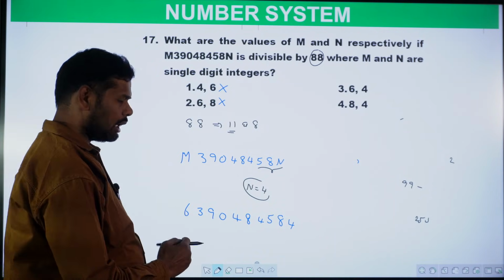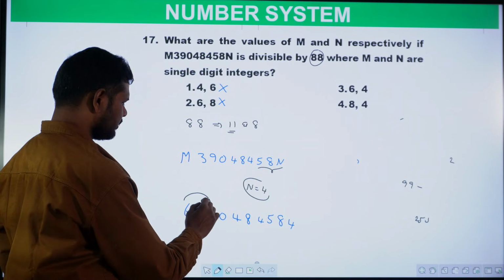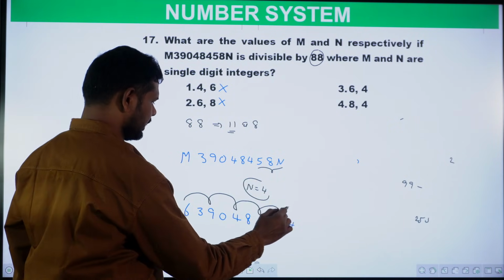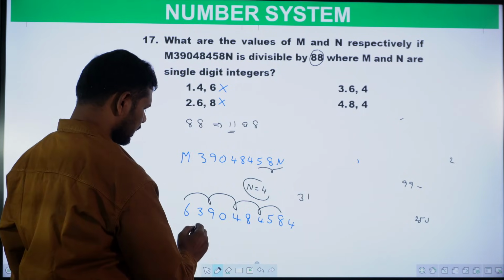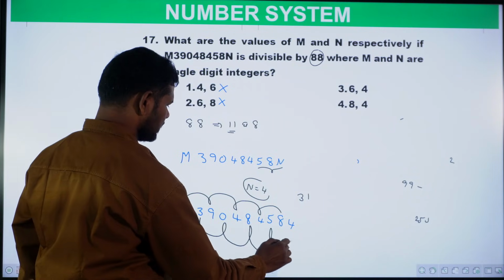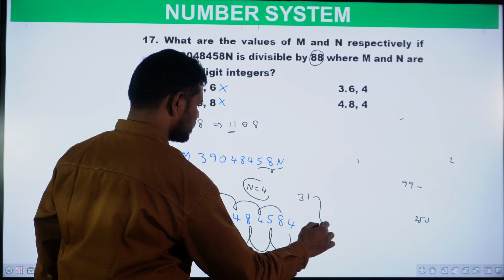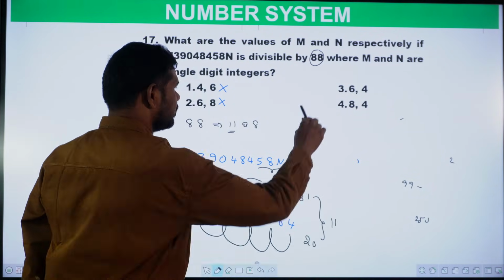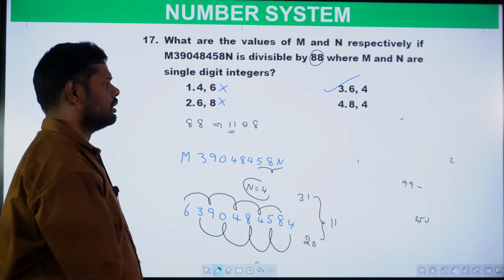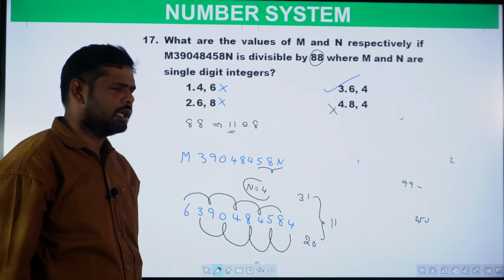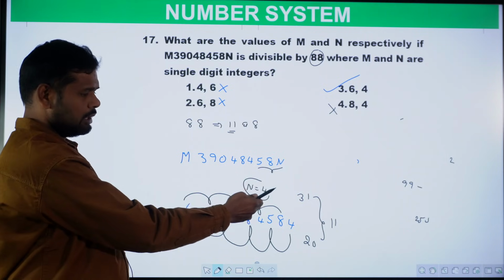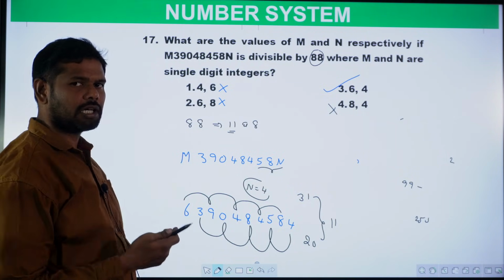So 11 means alternate digits. 6 plus 9 is 15, plus 4 is 19, plus 4 is 23, plus 8 is 31, that is the sum. Similarly the other digits: 3 plus 0 is 3, plus 8 is 11, plus 5 is 16, plus 4 is 20. 31 minus 20, the difference is 11. It is a multiple of 11, so that is the answer: 6, 4. No need to check the other one, but if you want to, there you get 8, which makes the sum 33, and 33 minus 20 gives 13. It is not a multiple of 11.